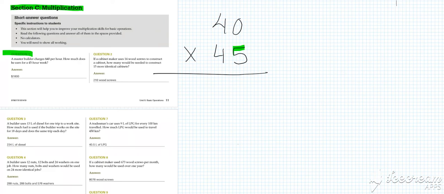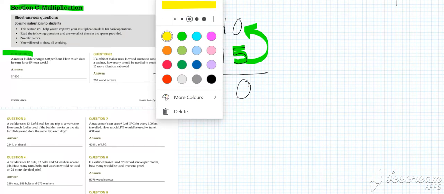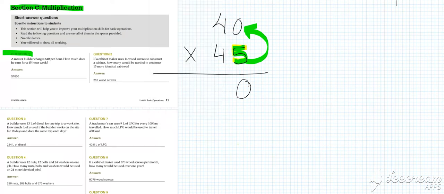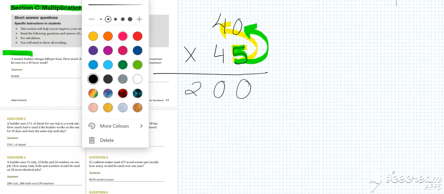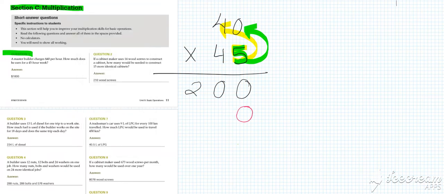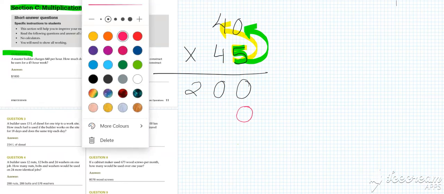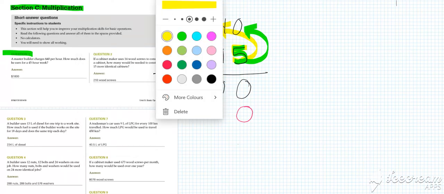So the first thing is we start with this number here and we go round to the first number. So 5 times by 0 is 0. Then once we've worked out the first number, we go here again, but we go to our second number. 5 times by 4 is 20. Then we have to remember our magical place value, and then we're going to move to the 4.